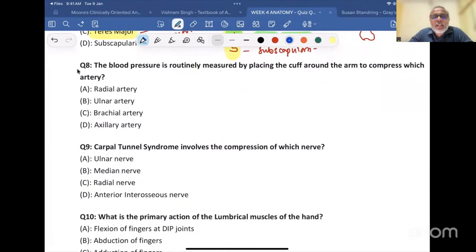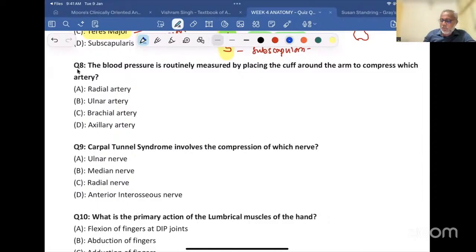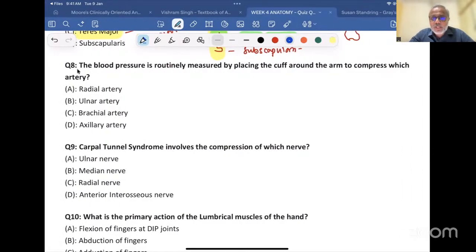The next question. Blood pressure is routinely measured by placing the cuff around the arm to compress which artery? So when we measure the blood pressure, we tie the cuff around the arm. So which is the artery of the arm that is getting compressed here? Again, a straightforward question. It is the brachial artery, right? Brachial artery, as we know, is the continuation of the axillary artery, and terminates by dividing into radial and ulnar artery at the level of the neck of the radius.